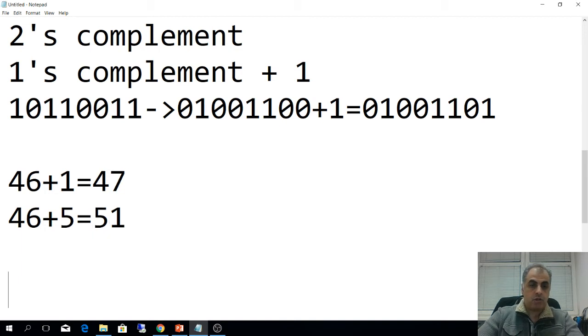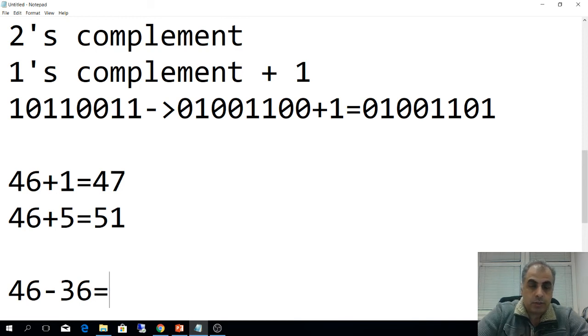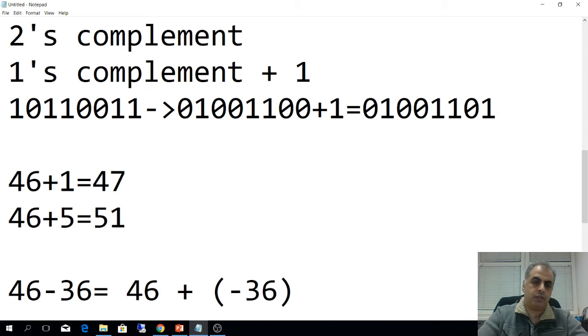When we come back to here, 46 minus 36, for example, what is the result? As I mentioned just now, in computer hardware we have only increment. So 46 plus something will be the result. Plus something in a loop. What is something now? Minus 36. So in other words, 46 plus minus 36.